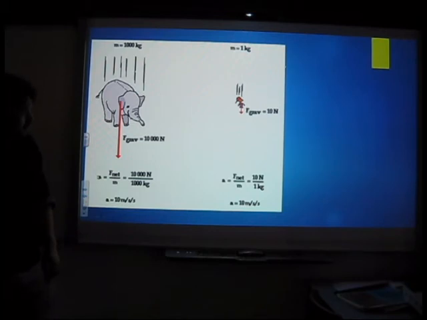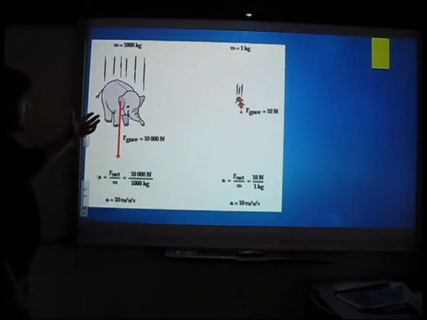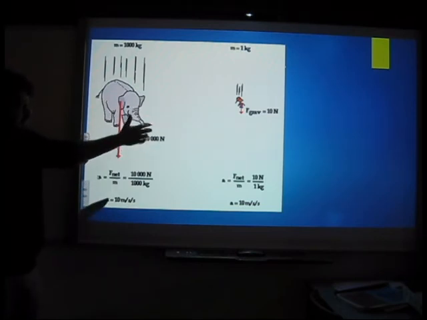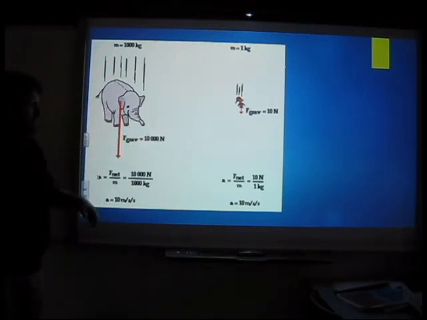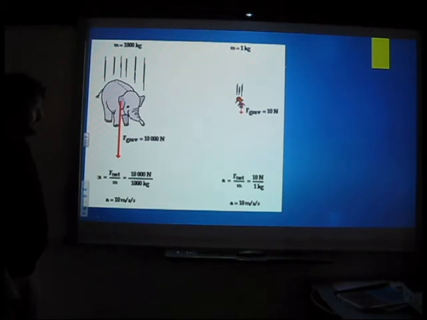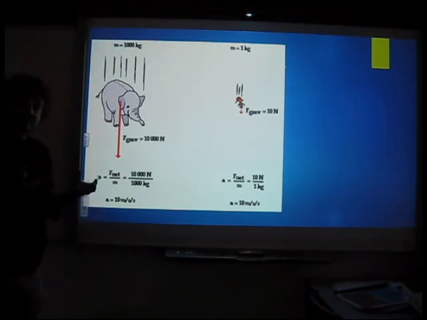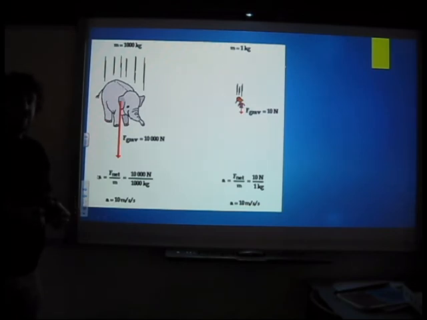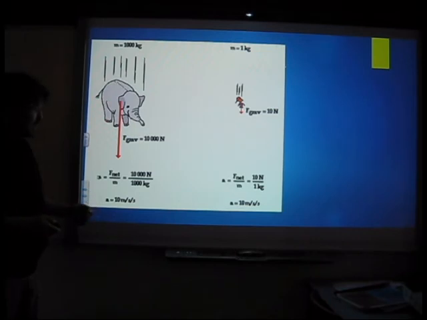Alright, so here we have an elephant and a tiny little alien thing. Both are falling due to gravity. Now, you remember from year 7, whenever two objects fall due to gravity, they fall at the same rate. So you could have a car and you could have a mouse, and as long as there's no air resistance, they're both going to fall at the same speed, or fall at the same acceleration. And what that means is the force due to gravity must be different.